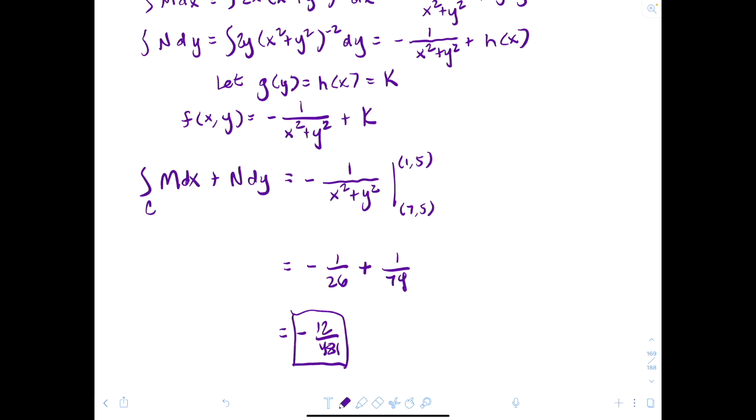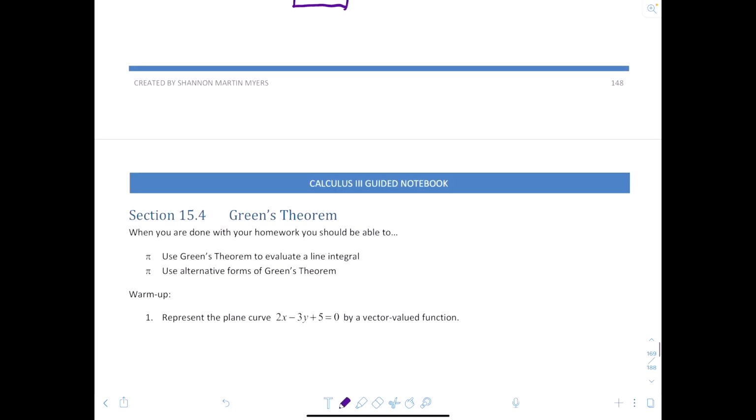All right, so there you have it. Next time we'll be doing Green's theorem.